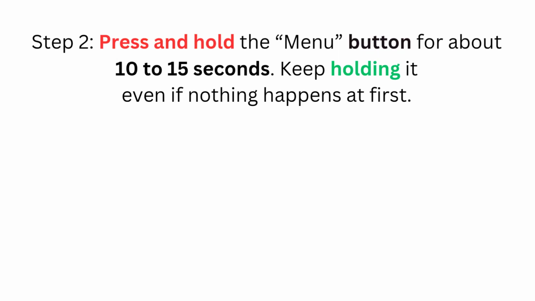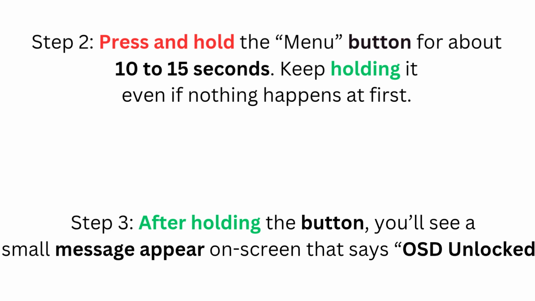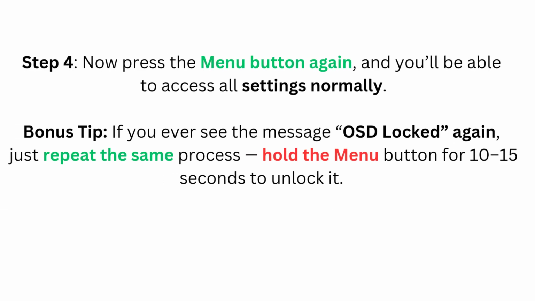Step 2. Press and hold the Menu button for about 10 to 15 seconds. Keep holding it, even if nothing happens at first. Step 3. After holding the button, you'll see a small message appear on screen that says OSD unlocked. Step 4. Now press the Menu button again, and you'll be able to access all settings normally.